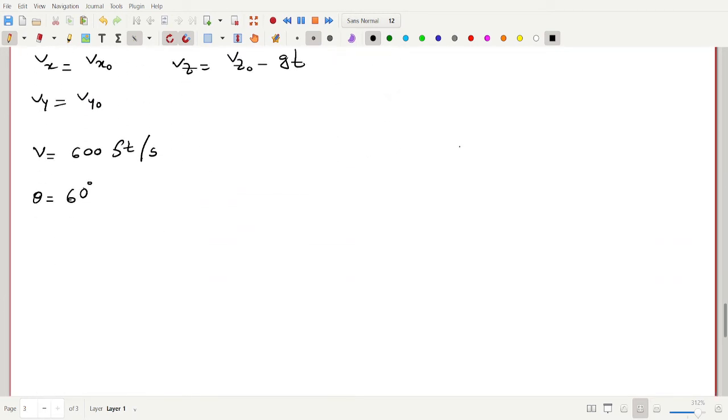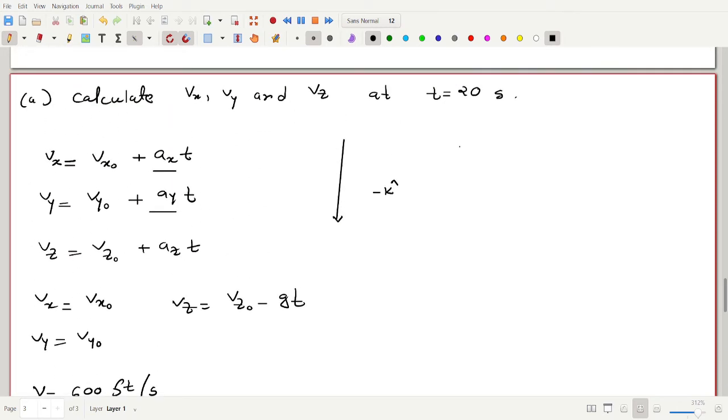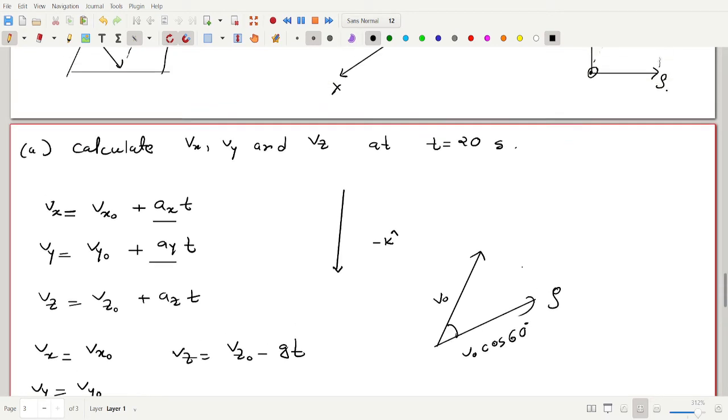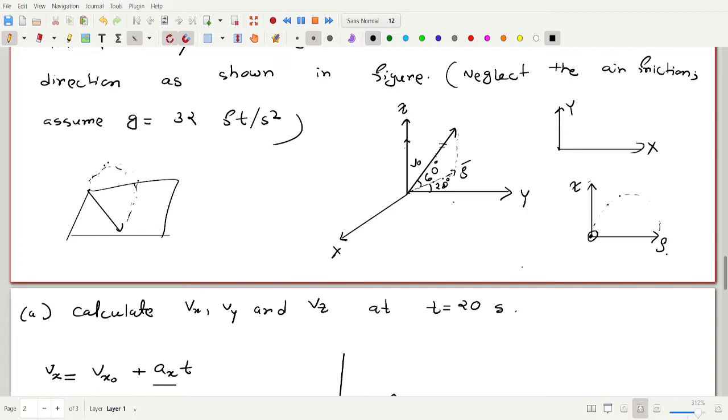So now look, this is my v naught vector, and along rho this is v naught cos 60. Fine, but we have been asked to find the x and y components. How can we calculate that? Now look, the angle between the rho and the x, what is the angle between the rho and the x? The angle is 90 degrees plus 20 degrees, 110 degrees.